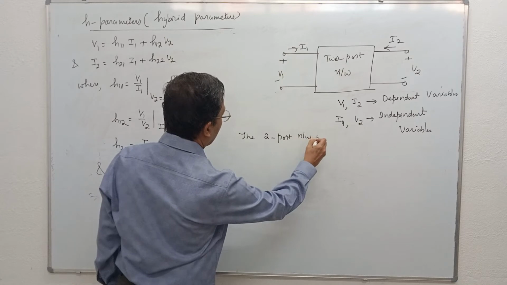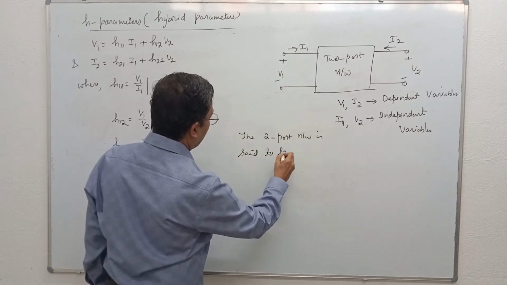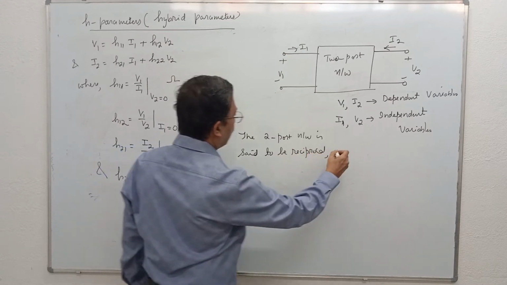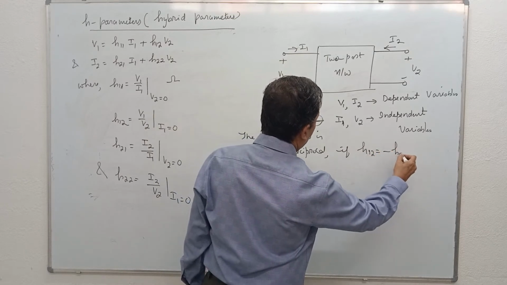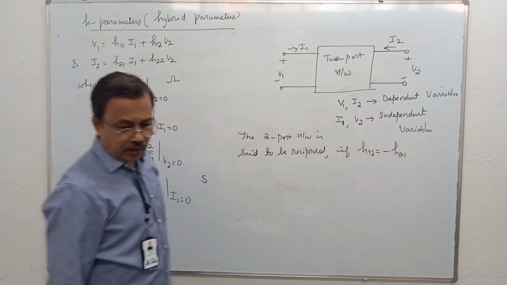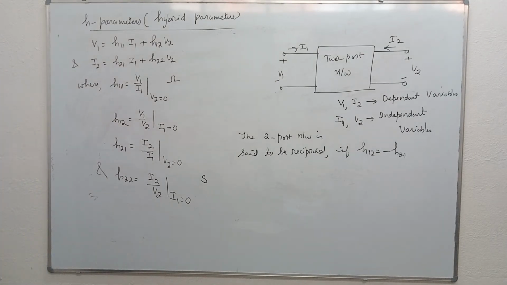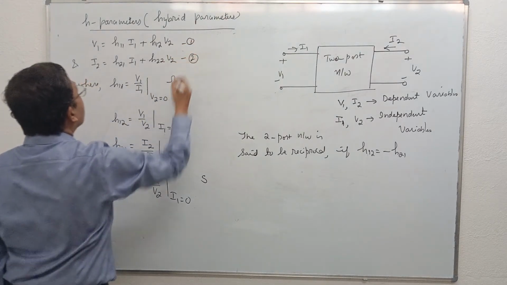The two-port network is said to be reciprocal if H12 is equal to minus H21. If H12 is equal to minus H21, correct, the two-port network is said to be reciprocal. This is equation 1, this is equation 2.